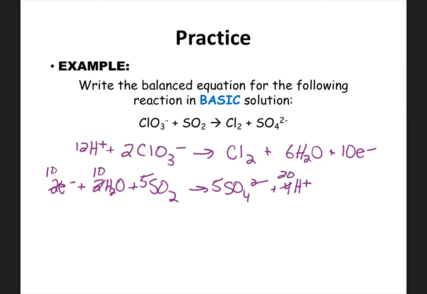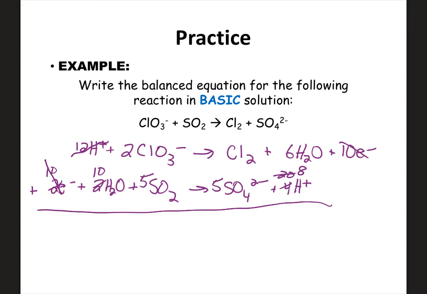All right, so now I'm ready to start totaling this up here and combining things, canceling from opposite sides. So obviously the electrons canceled out, which is what I wanted. But notice in this one, I have 12 H plus on the top on the left and 20 H plus on the bottom on the right. So that's going to cancel out all 12 of those. And this is going to become just 8 H plus. And I can do the same thing with the waters.